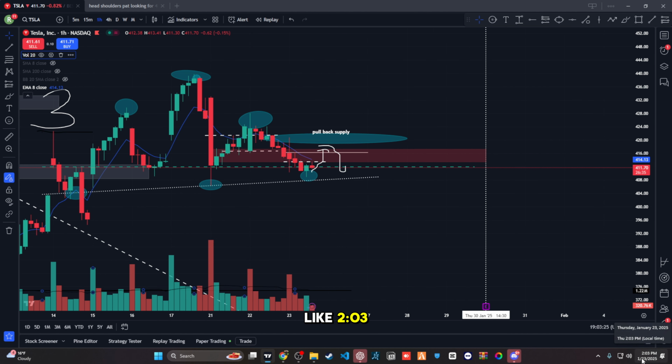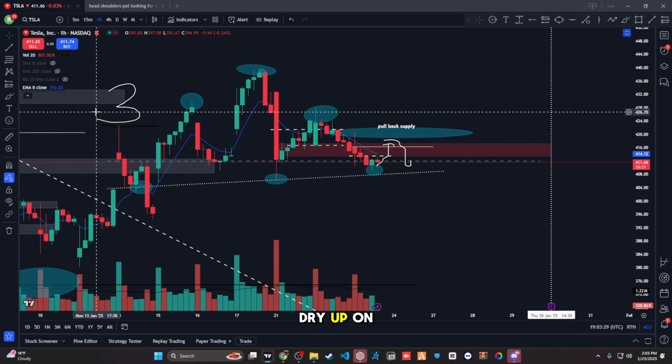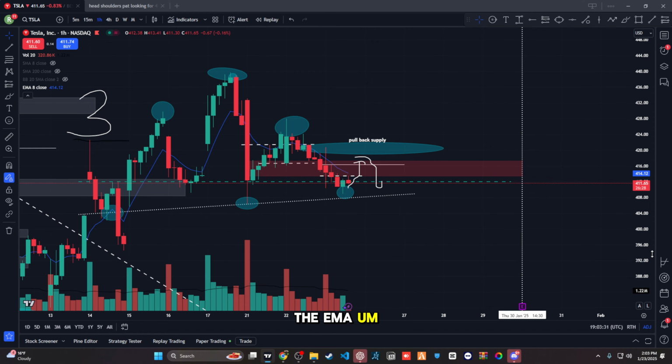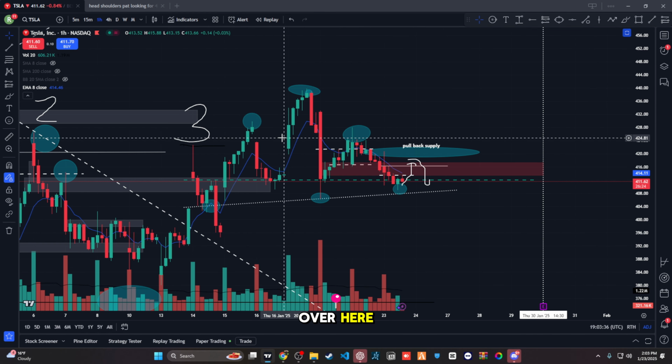right now it's like 2:03, so it's getting into that later phase of the day. Volume is starting to dry up on the EMA. I saw this and I was like, okay, I've seen that structure over here.